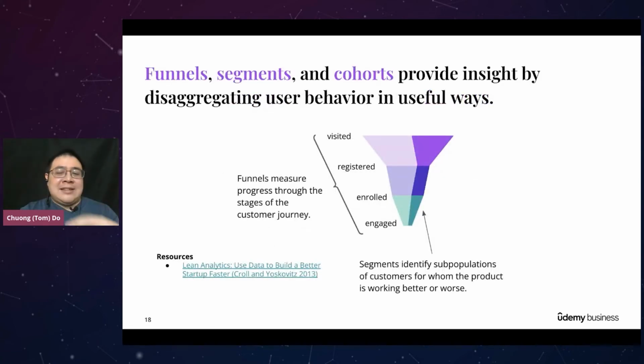Another area that ends up being very useful is to understand concepts like funnels, segments, and cohorts, right? So funnels, segments, and cohorts, they're all pretty simple, and they're all kind of related. What funnels do is they really measure progress of a user through different stages of the customer journey. Segments break us down into subpopulations.